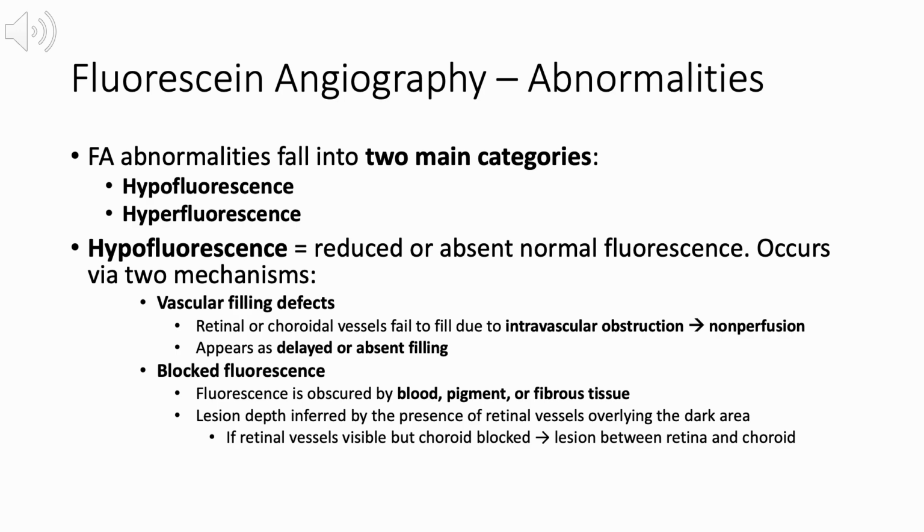The second mechanism is blocked fluorescence, in which normal fluorescence is obscured by overlying material such as blood, pigment, or fibrous tissue. In these cases, lesion depth can be inferred by evaluating the visibility of retinal vessels. If retinal vessels remain visible over a dark area while the underlying choroidal fluorescence is blocked, this suggests that the lesion is located between the retina and the choroid.